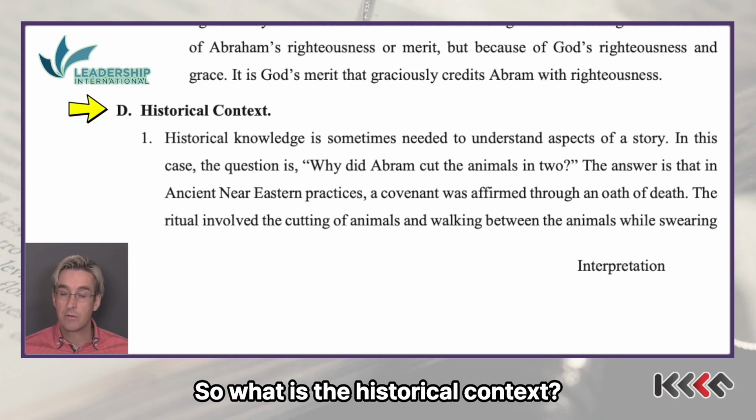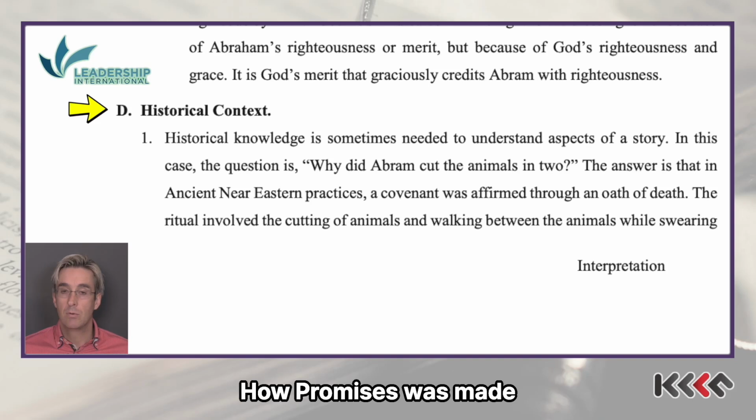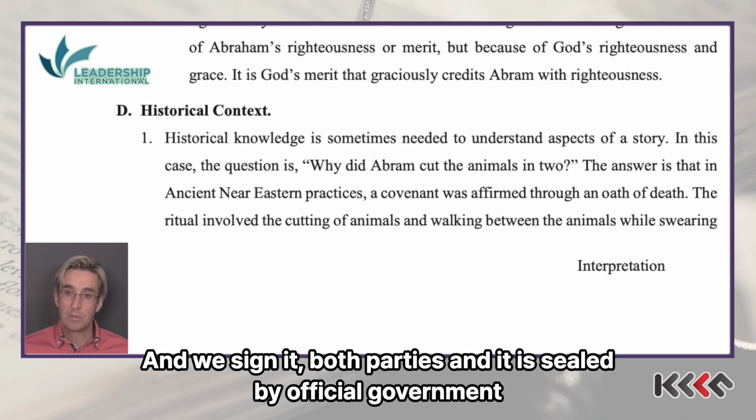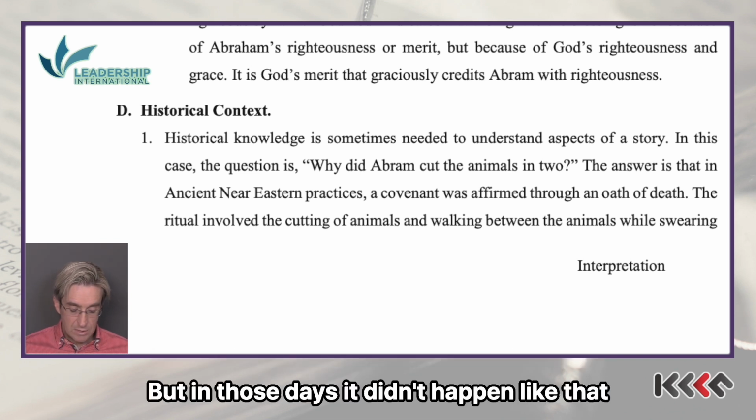So what is the historical context? Here we look at how covenants were cut, how promises were made. Today we go to an attorney or a lawyer and we write down an agreement and we sign it, both parties, and it is sealed by an official government seal, and each party receives a document and the document is binding. But in those days it didn't happen like that.